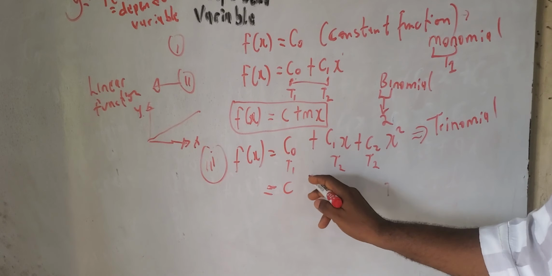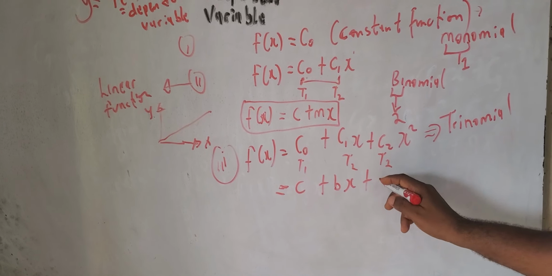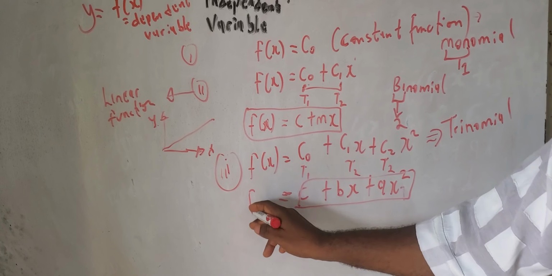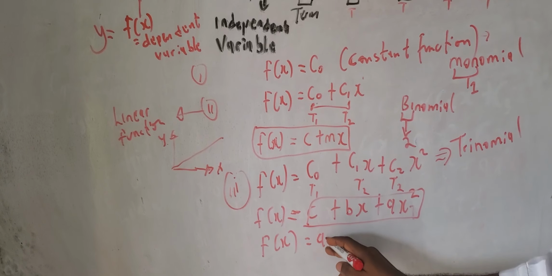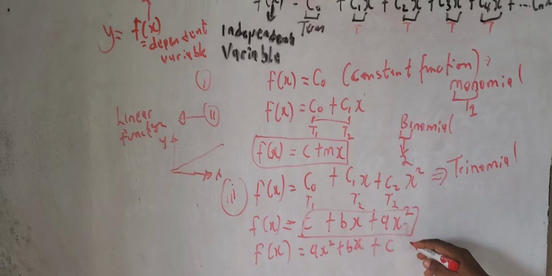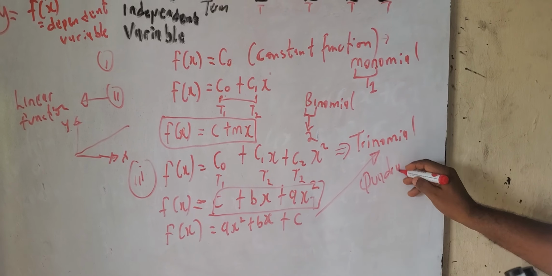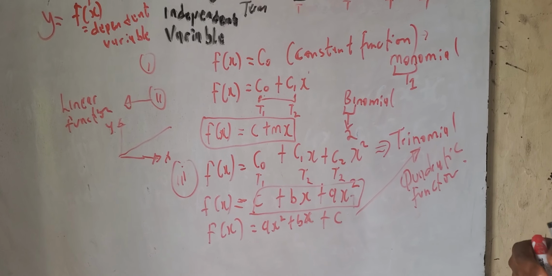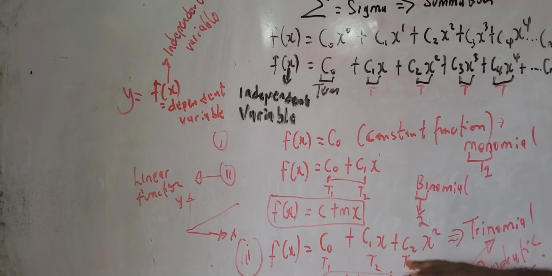And this one can be written in a format that we can easily understand. This c0, if I take it as c, plus if c1, I take it as b, I have bx. Then if I take this c2 as a, I have a x raised to the power 2. So this is what we are familiar with most of the time in mathematics. So I can rearrange. I have it as ax squared plus bx plus c. So this trinomial is also known as quadratic function. Quadratic function. Please take note of that. I believe that you have noted what I have here on the board.